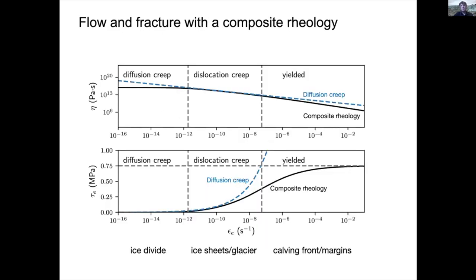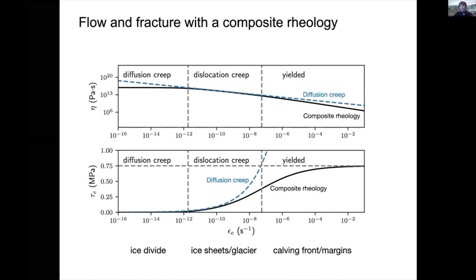Now, the model I'm going to use looks at things on weeks to yearly timescales, and it's going to abstract the whole fracture process into an effective rheology. What I'm showing you here are two figures. One is showing the effective viscosity of ice, and the other is showing the effective stress as a function of strain rate for a given ice temperature.